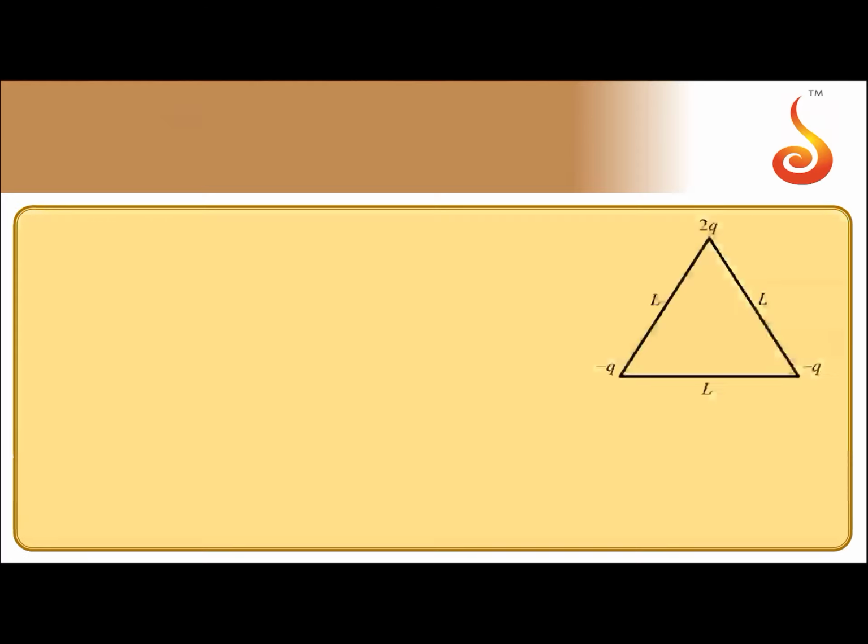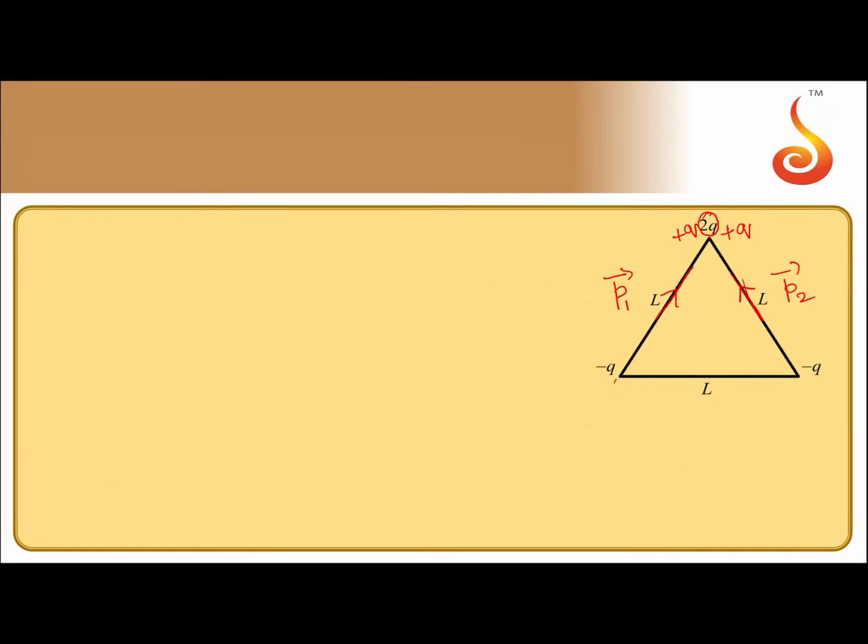Now to find the dipole moment, I will split this charge 2q into plus q along with this charge and another plus q along with the charge on the right side. Now it forms two dipoles. One dipole moment will be this way, the other dipole moment will be this way. Remember, dipole moment is always directed from negative charge to positive charge. So this is one dipole, this is another dipole. Let us call the dipole moment of this P1, and the dipole moment of this P2.